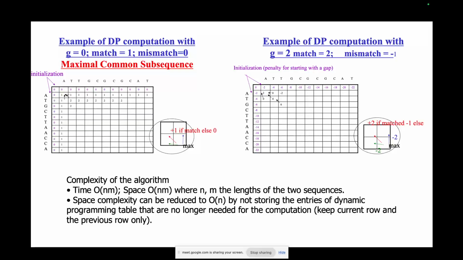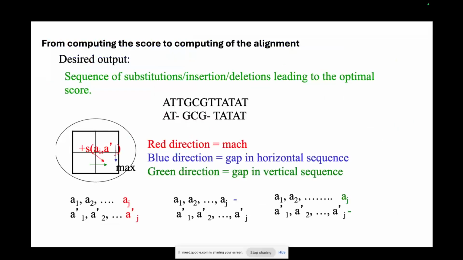You do that by not storing the entries of the dynamic programming table that are no longer needed for computation. You just keep the previous and the current row only. So you just keep whatever has been aligned previously and what you're aligning now. You do not need to compute all possible combinations of alignment, or fill out the whole matrix. You just need to fill the matrix where your alignment is happening and where you're scoring the alignments. By that you can bring down the space required by quite a bit, right?